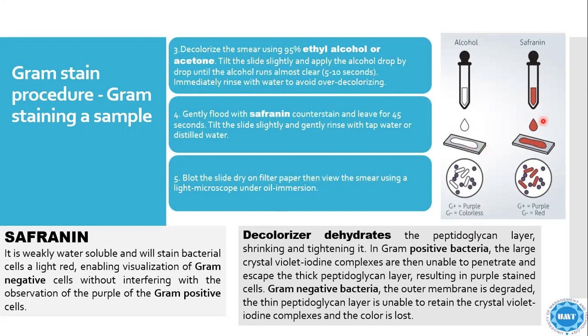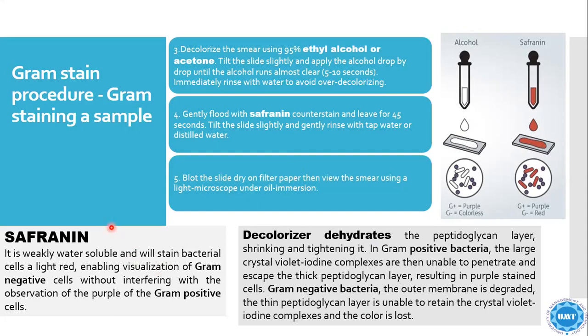Fourth, safranin. Gently flood with safranin as the counterstain and leave for 45 seconds, tilt the slide slightly and gently rinse with tap water or distilled water. Fifth, blot the slide dry on filter paper, then view the smear using the light microscope under oil immersion. Safranin is weakly water-soluble and will stain bacterial cells bright red, enabling visualization of the gram-negative cells without interfering with the observation of the purple gram-positive cells.